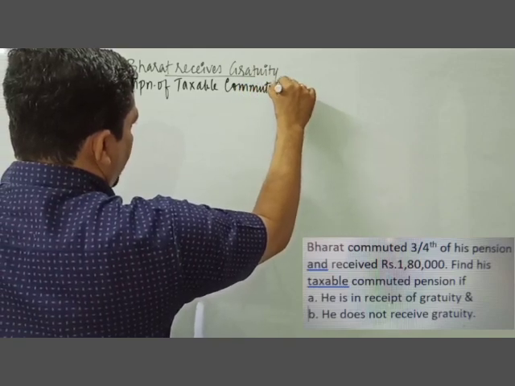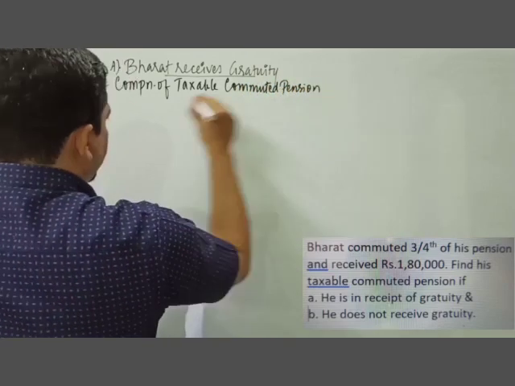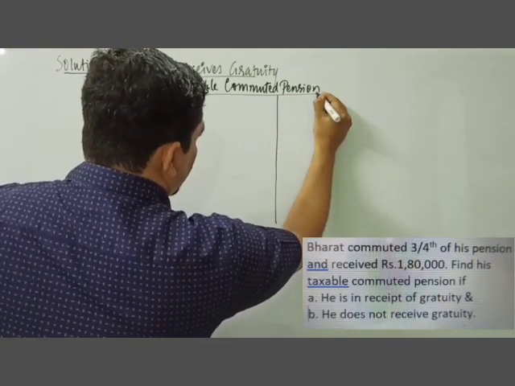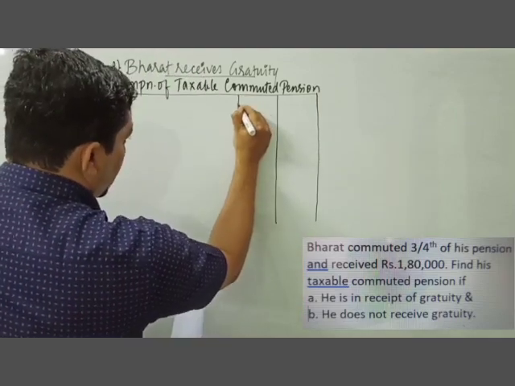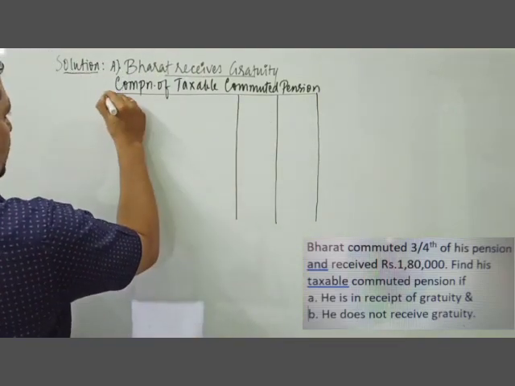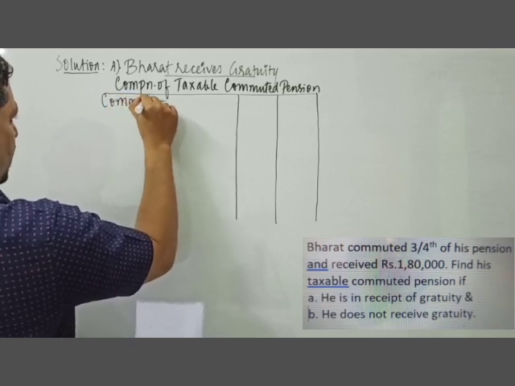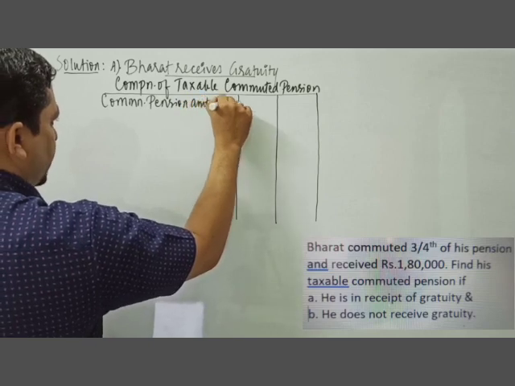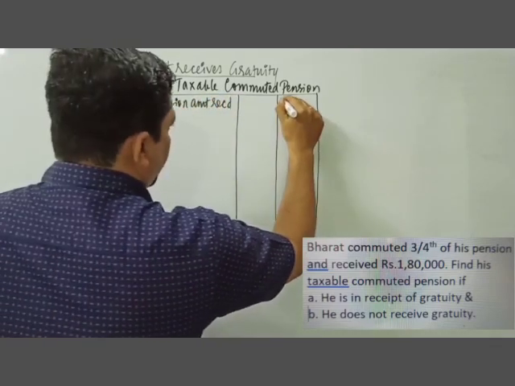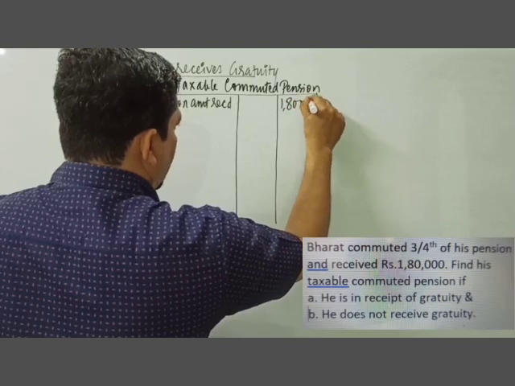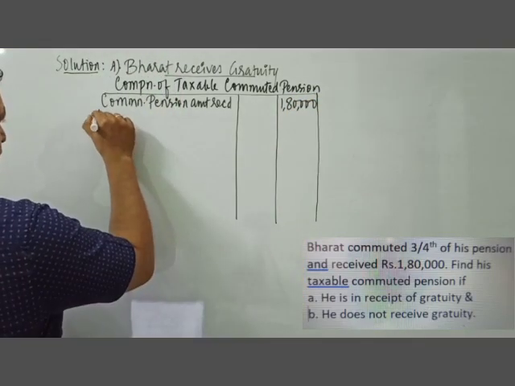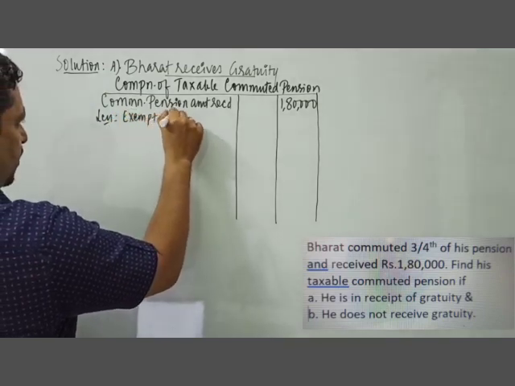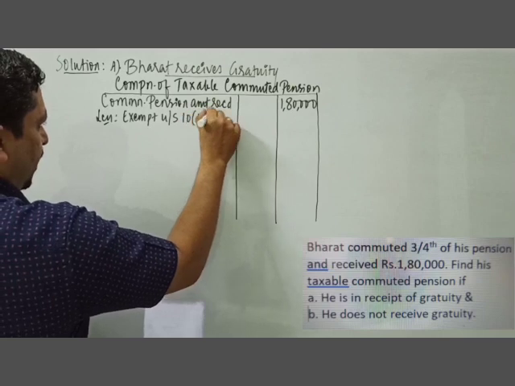As usual, we will be drawing two amount columns. The problem is very small, so two amount columns for around 6 to 8 lines should be good enough to solve this problem. First, I write commuted pension amount received. Bharat is commuting 3/4 of his pension and he receives rupees 1,80,000. Then I write less: exempt under section 10, subsection 10A.